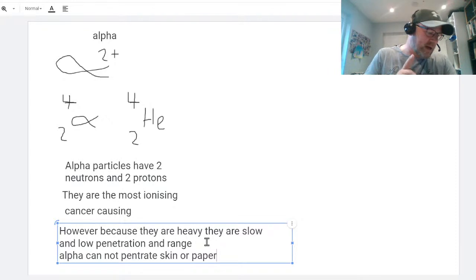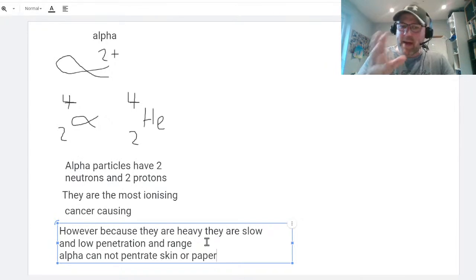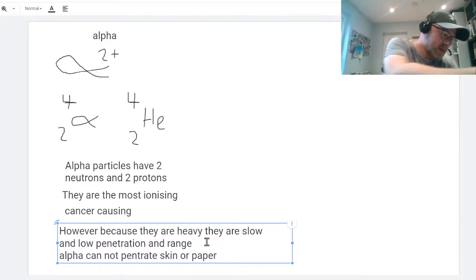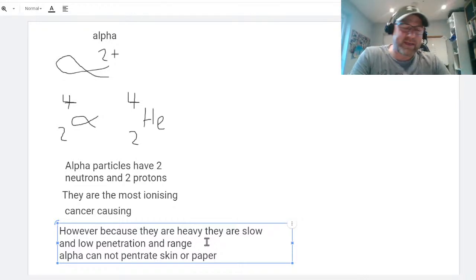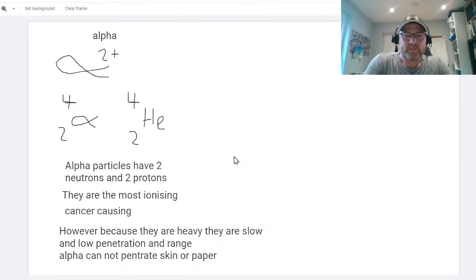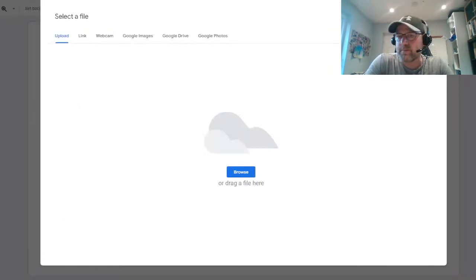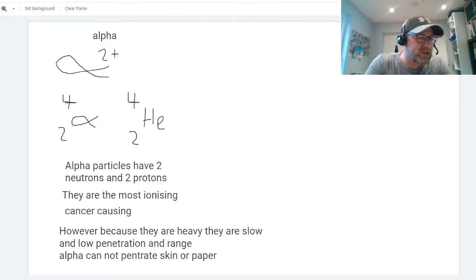Alpha does damage cells, but it can't get through your skin because it's not penetrative enough. Inside the body, that would be seriously dangerous, yeah. But more important, it's not useful because it can't get out, so it can't be detected outside the body. So that's alpha. Right, let's look at the, oh, sugar. Let's look at the nuclear equation for alpha. You'd need to know the nuclear equation for alpha.